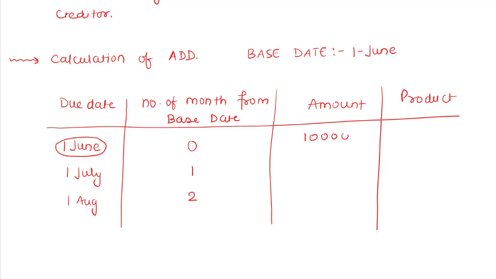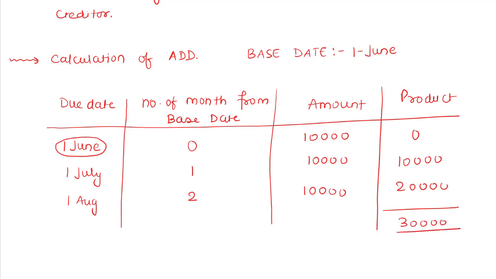Take amount as 10,000, 10,000, 10,000. Product: 10,000 multiplied by 0 is 0. 10,000 multiplied by 1 is 10,000. 10,000 multiplied by 2 is 20,000. Total of the product column is 30,000. Total of the amount column is 30,000.